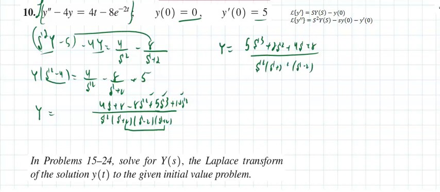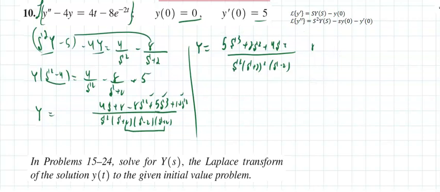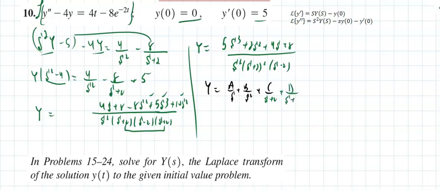Now, I could say that is a over s plus b over s squared plus c over s plus 2 plus d over s plus 2 squared plus e over s minus 2, and here this is a 0, this is a negative 1, this is a negative 1, this is a 2, and the last one is a 1.